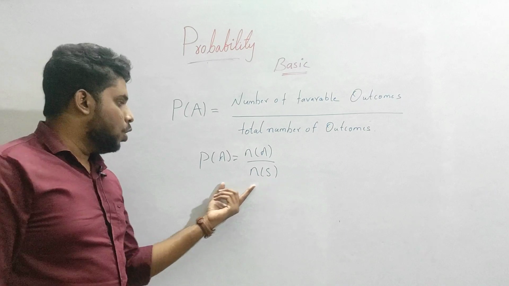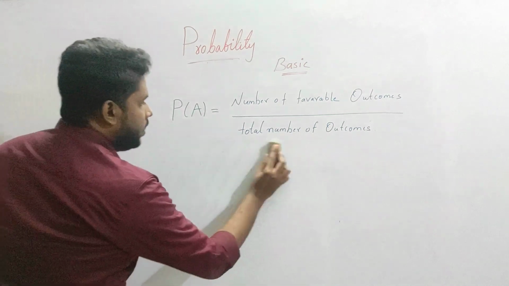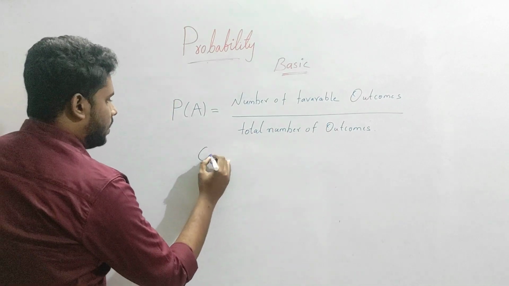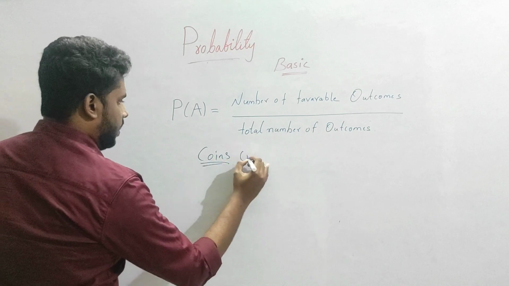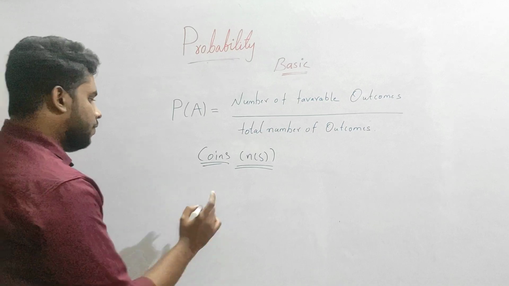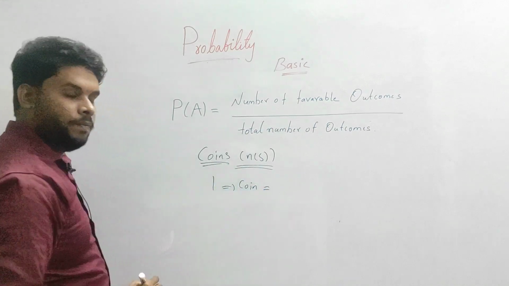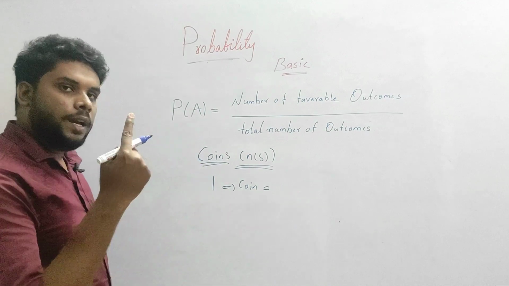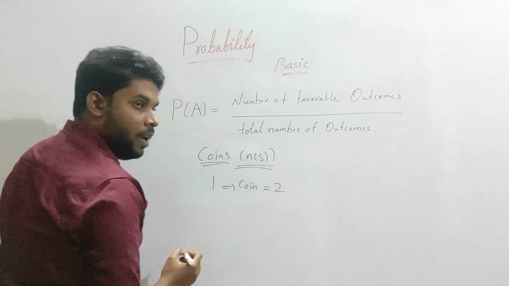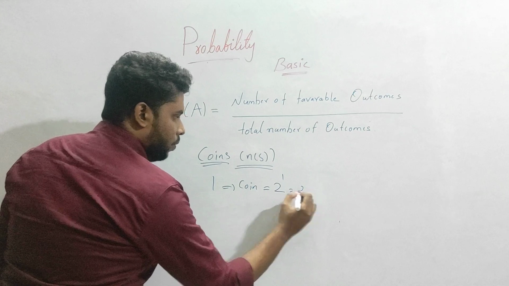n of S here is the total number of outcomes. Let's see how you find this in coin problems. For example, in a coin problem, what is n of S? n of S means the total number of outcomes. How will you find it? For example, if one coin is tossed, how many outcomes are there in one coin? Two, head and tail. How many coins am I tossing? One. So I write 2 power 1, which equals 2.